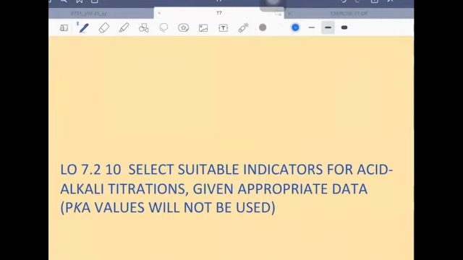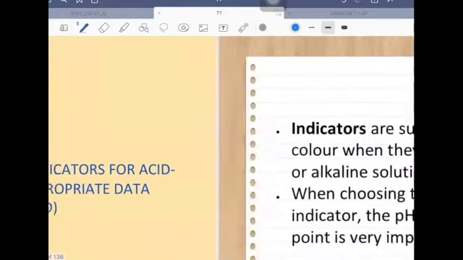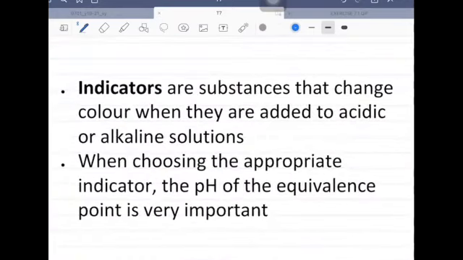Okay, so if you see the pKa values of indicators in a question, just ignore them. And also, questions that involve indicators will not be in the AS paper. They would have been in the A2 paper. Okay, so let's read about indicators. Indicators are substances that change color when they are added to acidic or alkaline solutions. So indicators must have one color in acid and another color in alkaline. Okay, they can't have the same color.